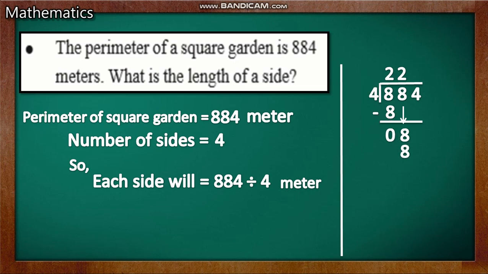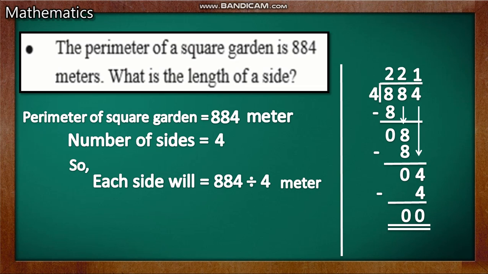Next step, draw a line. Next, subtraction. 8 minus 8, 0. Next step, bring down that 4. Okay, you have to study these steps. How many 4s are in 4? 1. Where will we write that? Above. 1 4 is equal to 4. Then draw a line. Then subtract. 4 minus 4, 0. Is there anything to bring down? No. So let's stop now.